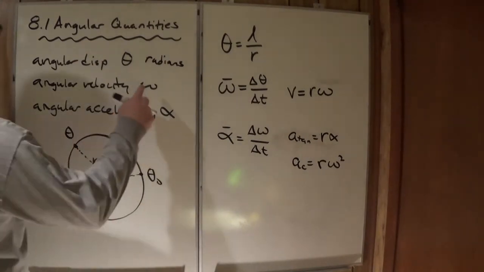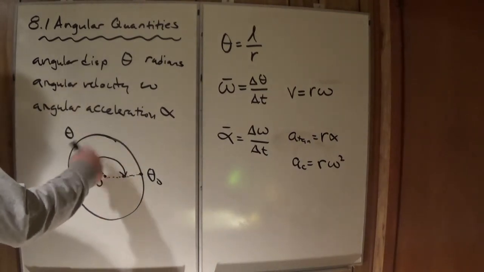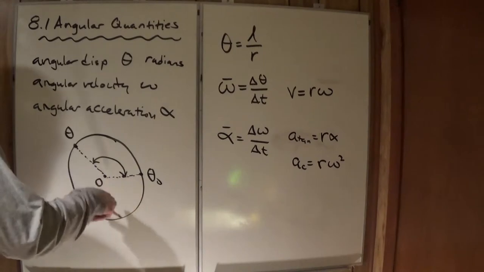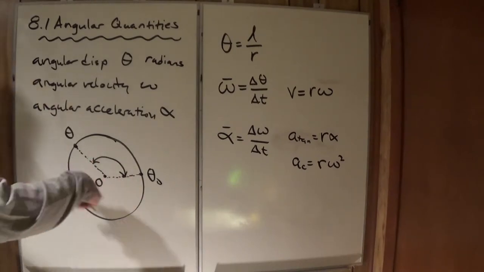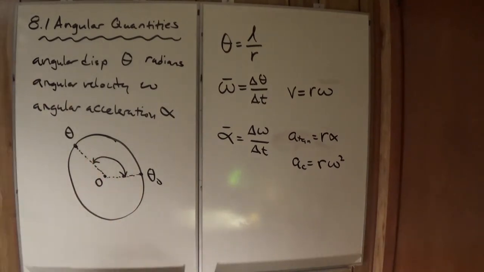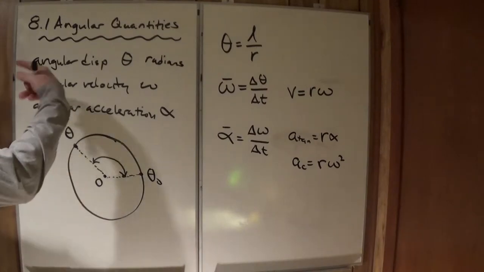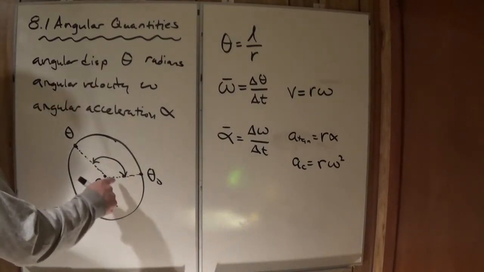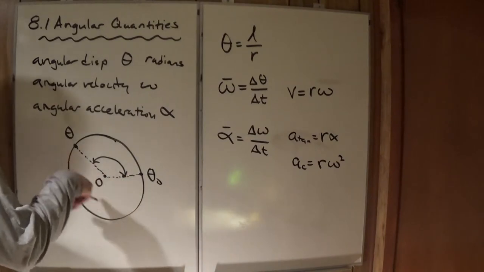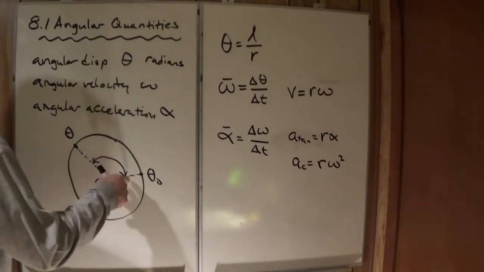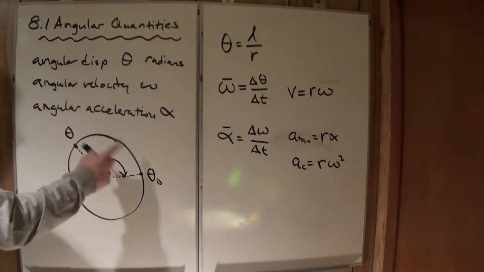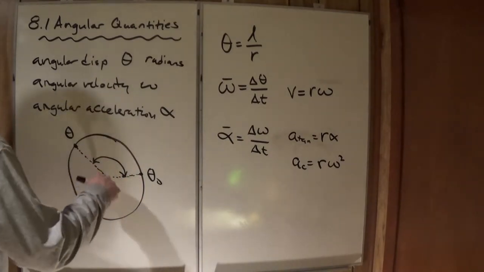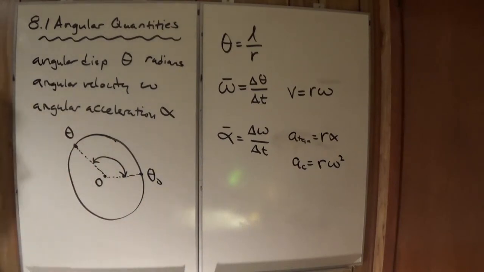Angular velocity is simply the rate at which the angular displacement changes. The more quickly I spin around, the more quickly I go through more degrees of rotation. Angular acceleration is the rate at which angular velocity changes. So as I speed up my spin, as the object spins faster and faster, each point will undergo an angular acceleration because we're subtending more and more angles every second.